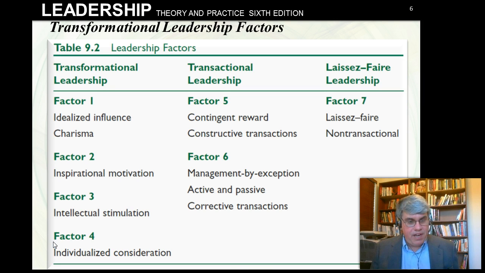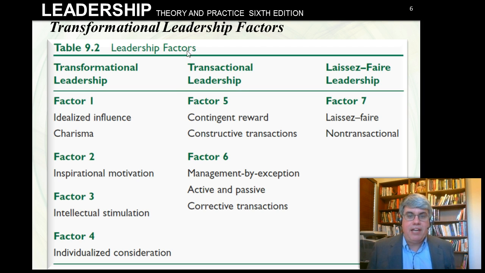And then the fourth factor is individualized consideration. That's the idea of paying attention to each individual. Every subordinate is treated as really valuable, taking into consideration their own situation, their own needs, their own desires, their own motivating factors, and paying close attention to every individual that one has contact with. So these are the four I's that define transformational leadership.